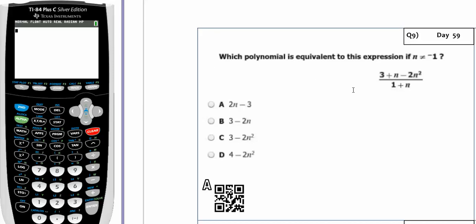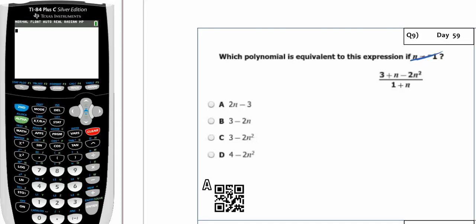All right, this one says which polynomial is equivalent to the expression if n is not equal to -1. Basically, the reason it says if n is not equal to -1 is that down here that would equal 0, and nothing's divisible by 0. So it's just one of those things that says this will work. So if you look up here, that means we're going to have to simplify this.